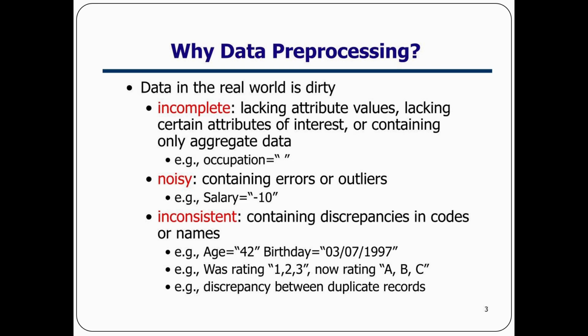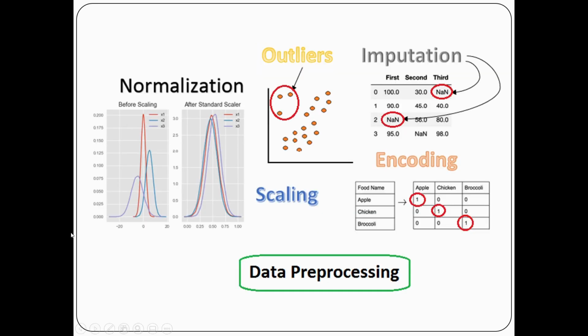And inconsistent data is data which contains discrepancies in code. Let's take the example of grades. In some schools, grades are given in A1, B1, C1 format, and in some schools they give grades like first class, second class, etc. To evaluate such data, it first needs to be converted into the correct format, and that is the meaning of inconsistent data.